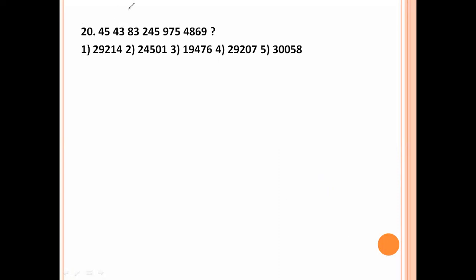Here the difference is more, and also increasing order means multiplication. Into 1 minus 2. Into 2 minus 3. 43 times 2 is 86 minus 3. Into 3 minus 4. Into 4 minus 5. Into 5 minus 6. Into 6 minus 7. 6 nines are 54 minus 7, 47. That means the last digit is 7. So only 1 option has last digit 7. So option number 4 is the right answer.